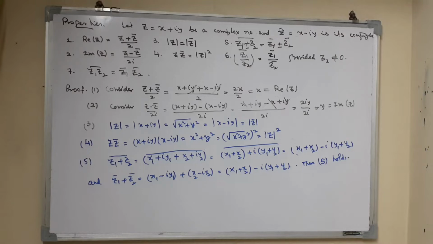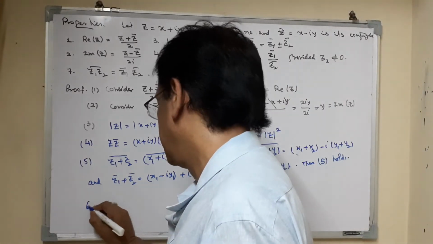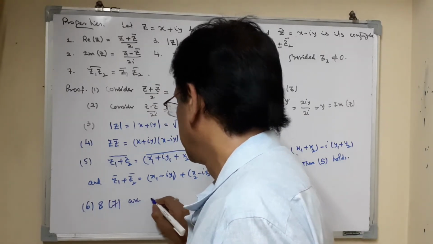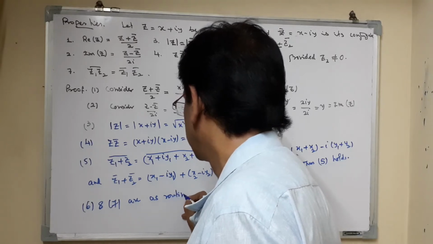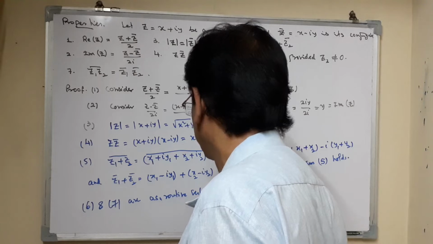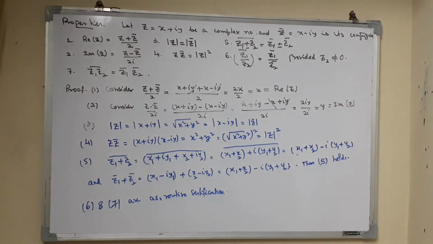And the simple ones, 6 and 7, are routine verification. As a routine verification, you can find 6 and 7 easily. That's about the modulus.